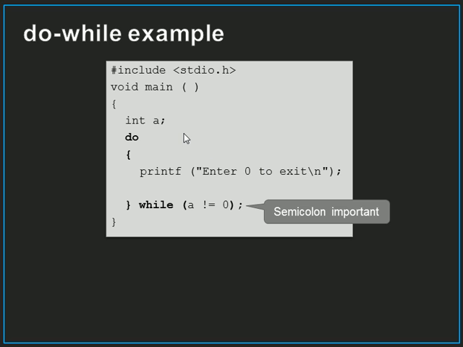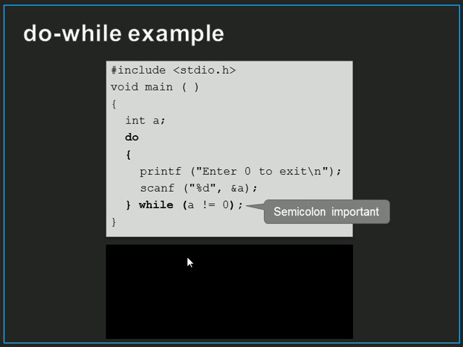So coming back to our program, in the example, we ask the user to enter 0 to exit and scan that input and put that into a. So if the user does not enter 0, like if he enters 1, the condition is true. 1 is not equals to 0. So it executes the do block again. So it comes back again.